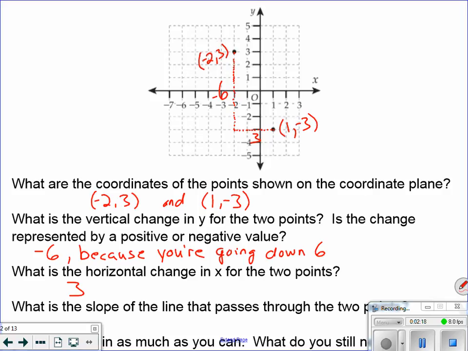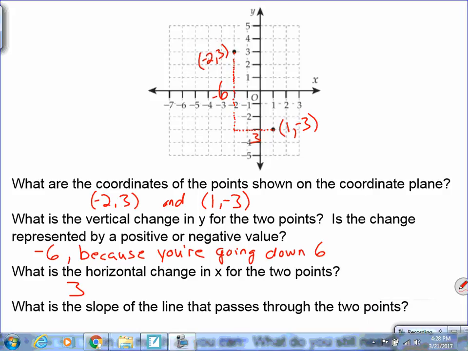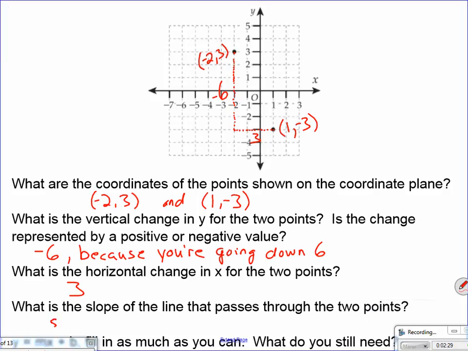Okay, so the next one there, what is the slope of the line that passes through the 2 points? Well, remember, slope is rise over run. So my rise was -6 because I went down. Our run was 3. If we do -6 divided by 3, we get -2.